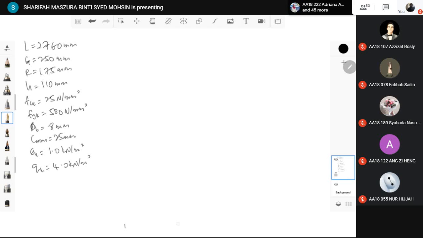Okay, so first we're going to calculate average thickness. Average thickness, y equal to 110 times going square plus riser square, square root of this, divided by going.